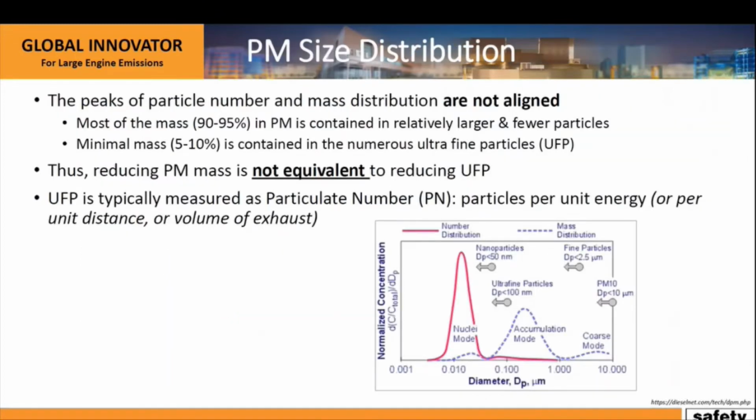Looking a little closer at this plot, we also notice that if you consider the mass of all the particles you're able to capture from the exhaust, most of the mass is actually in those larger particles. About 90% of the mass is accumulated in a very small number of particles, but those particles are very large. So what you have is a large number of small particles that don't contribute very much to the mass. So when you say you're reducing PM, it doesn't necessarily mean that you're reducing the ultrafine particles.